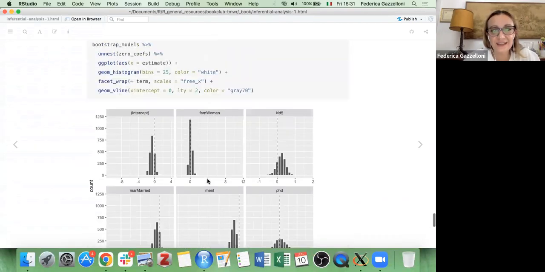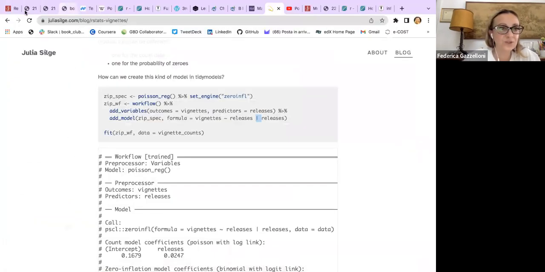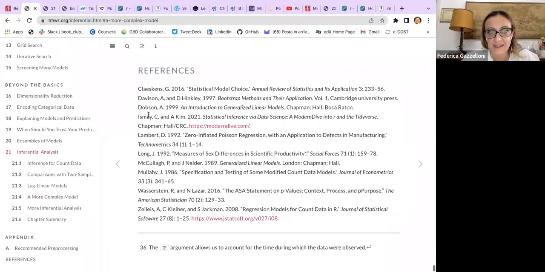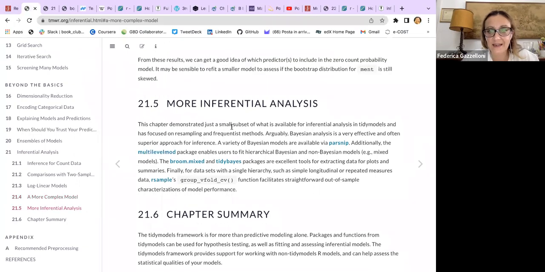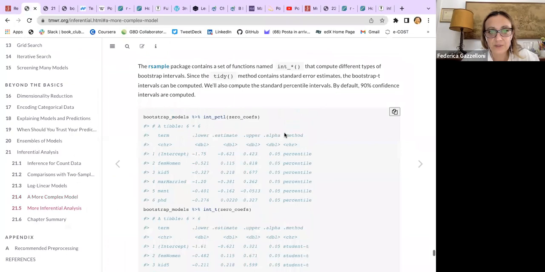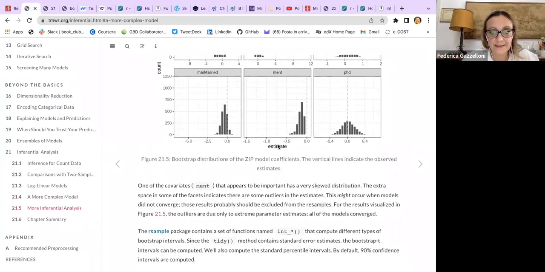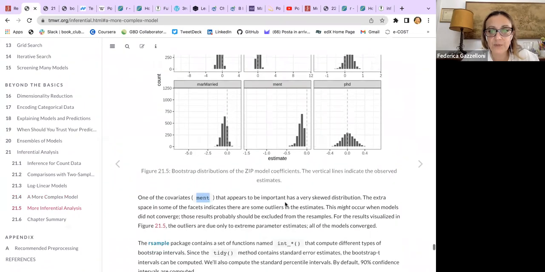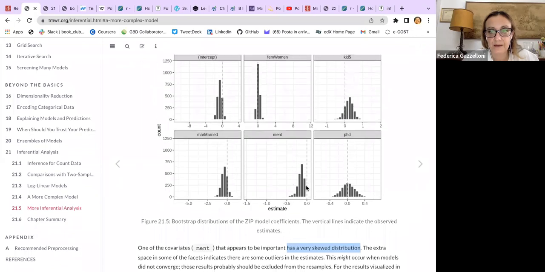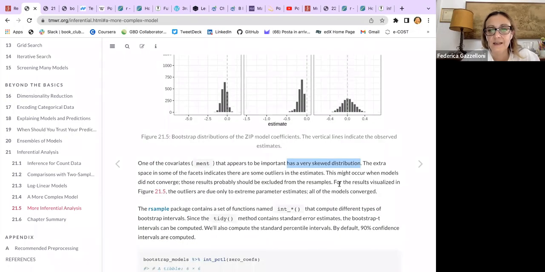The conclusion is a bit... it's a conclusion because he says that more can be done, of course, and that one of the covariates appears to be important, as it has a very skewed distribution. So the result is on a side, and I will expand a bit more about that.